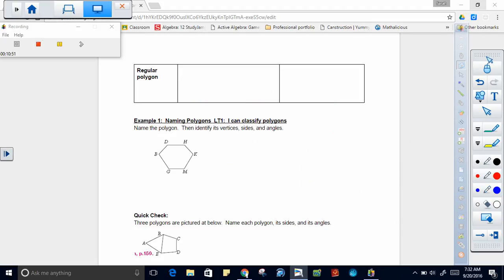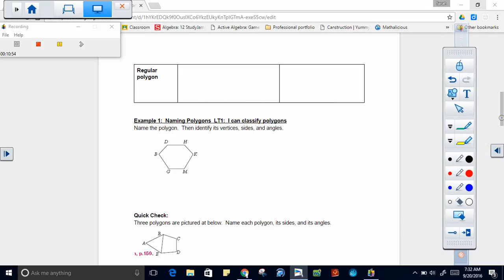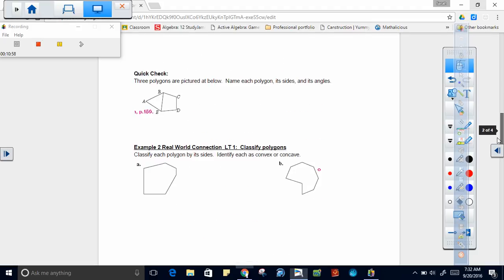Your next one, if I was you, I would pause the video right now and take a second to try the quick check on your own. Okay, so to do this, it says 3 polygons are pictured. Name each polygon, its sides, and its angles. So I would have polygon ABE, talking about that triangle.